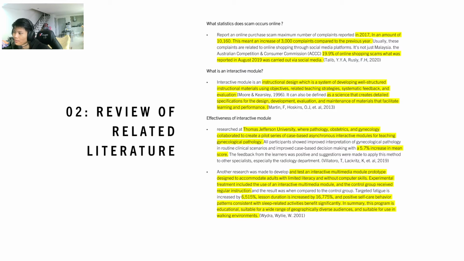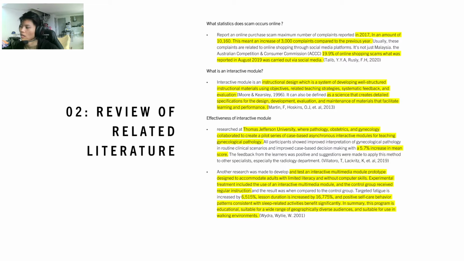Next is, what is an interactive module? An interactive module is an instructional design, which is a system of developing well-structured instructional materials using objectives-related teaching strategy, systematic feedback, and evaluation, as a science that creates detailed specifications for the design, development, evaluation, and maintenance of materials that facilitate learning and performance. So it is how we would use new ways of learning, for example incorporating games, showing them visuals, and teaching them using visual learning.